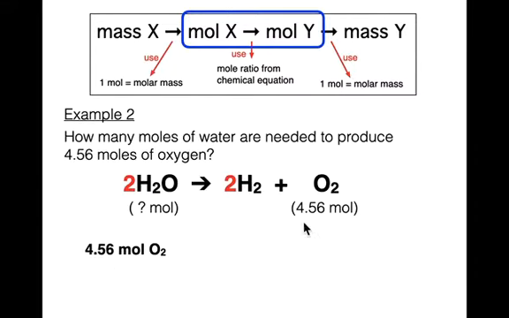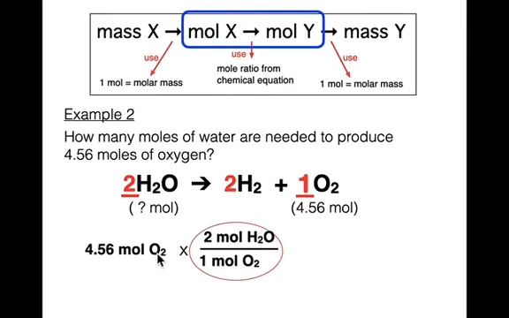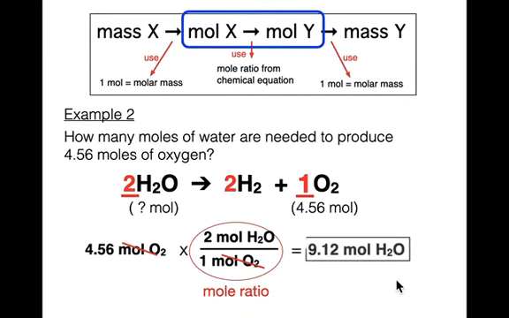So we'll start by writing down the number we're given, moles of oxygen, and we'll use the mole ratio from the chemical equation, where moles of oxygen cancel out, and that'll give us 9.12 moles of water.